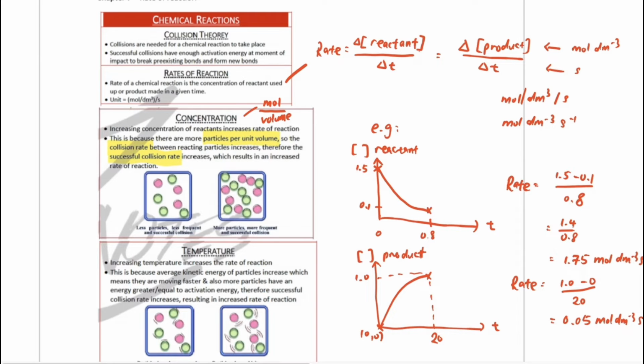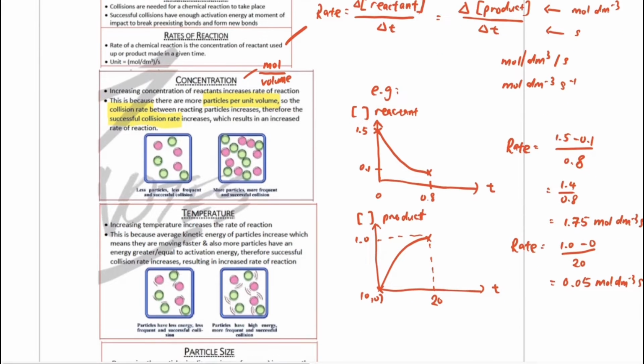Now, the conclusion is the higher the concentration, the higher the rate. Now temperature. This is the second factor that affects the rate. Increasing temperature increases the rate of reaction, and now let's see how to explain this. Of course, the explanation has certain keywords. Let's see what the keywords are.